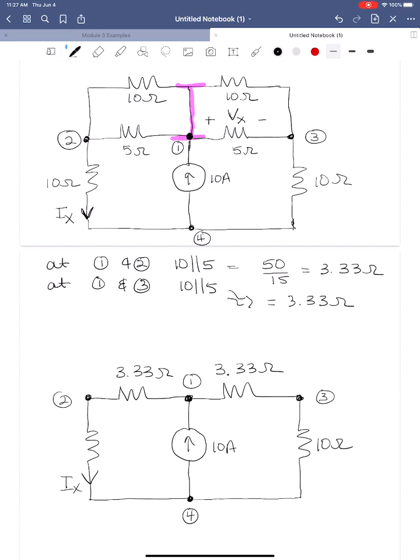And then what about Vx? So Vx will still exist on the circuit as well, because when we combine elements in parallel, we maintain the voltage information. We preserve that. So this is still Vx.